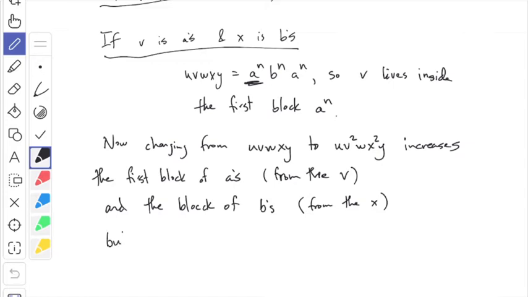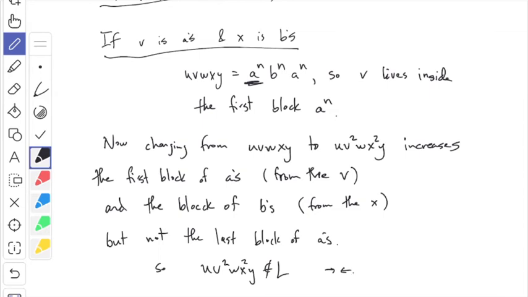But not the last block of A's. And so that means the overall format will be broken. It can no longer be A to the N, B to the N, A to the N, because you increased the first two parts, but you did not increase the last part. So UV squared WX squared Y is not in L, and that's my contradiction.